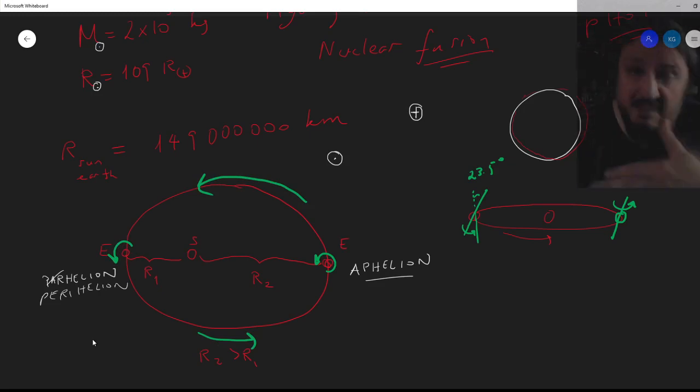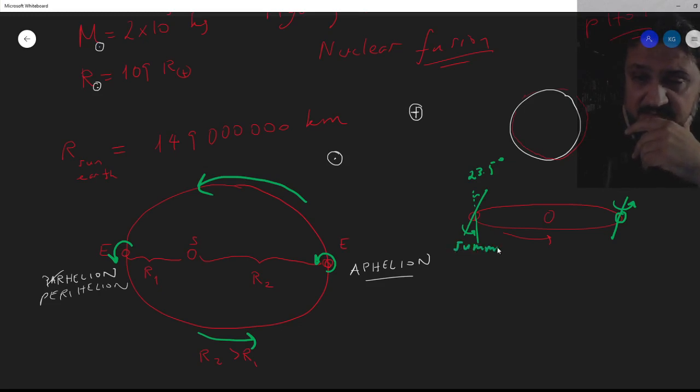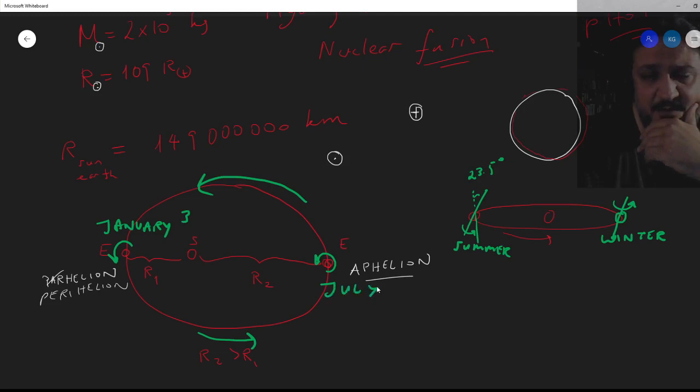Actually, because of this tilt, we have seasons. When it is summer on this side, it is winter when the Earth is on the other side. Those seasons have nothing to do with the difference between R1 and R2. As a matter of fact, right now we are in January. We're close to the sun, actually. This is January. I think these days it's January the 3rd, and when it's July the 3rd, we will be at the aphelion.